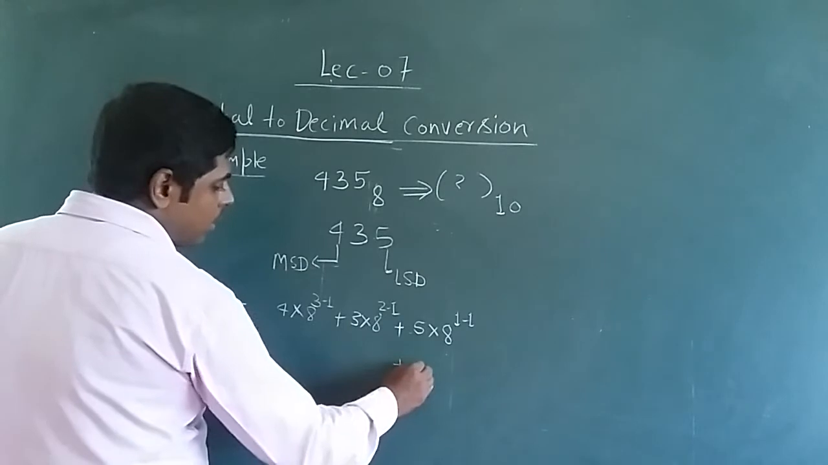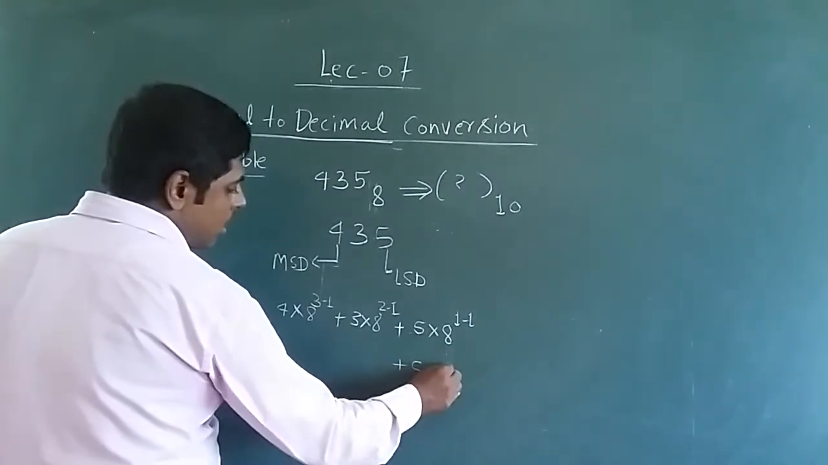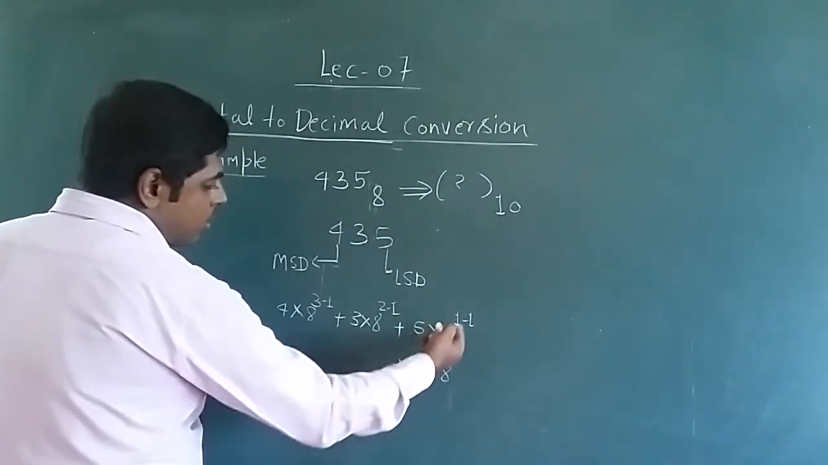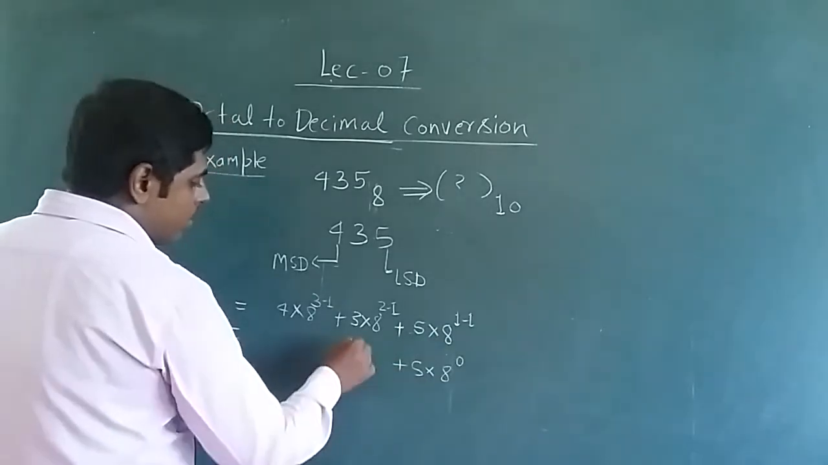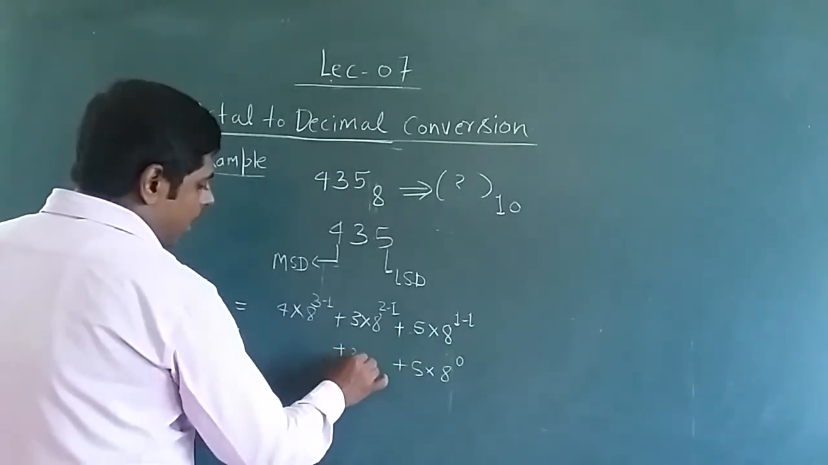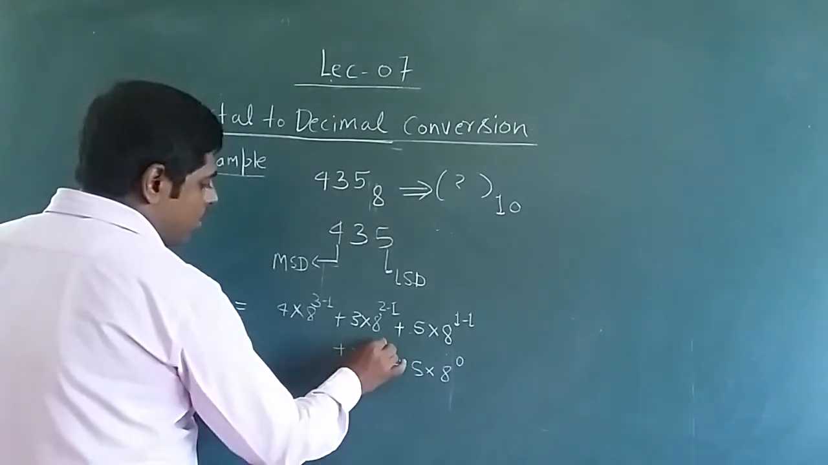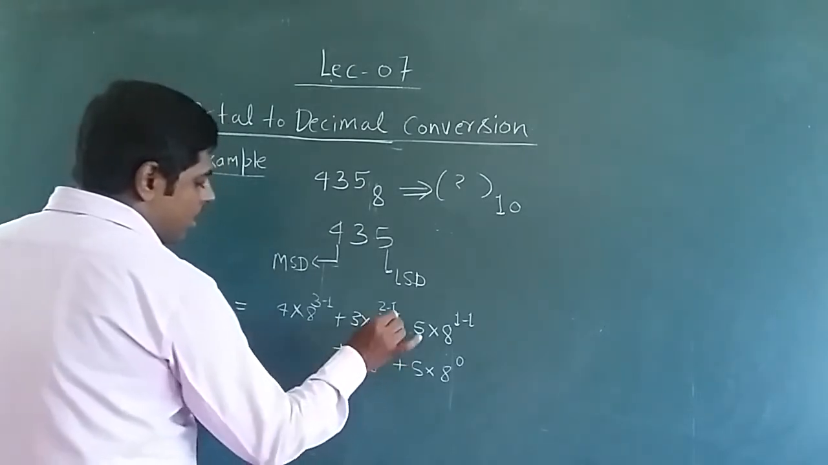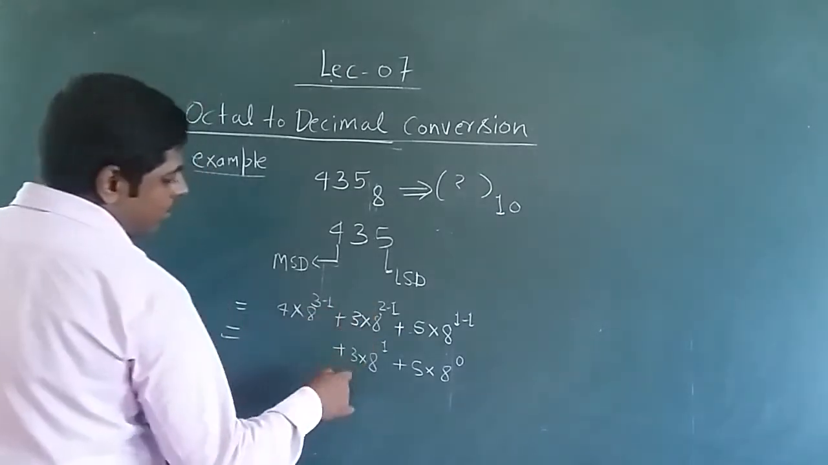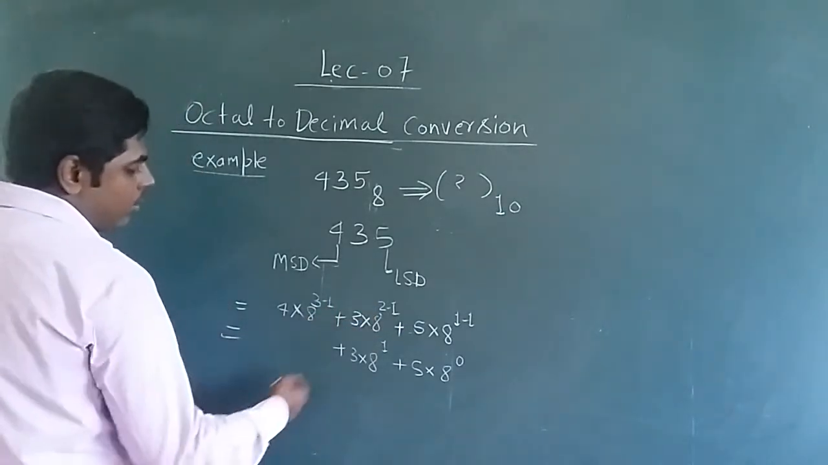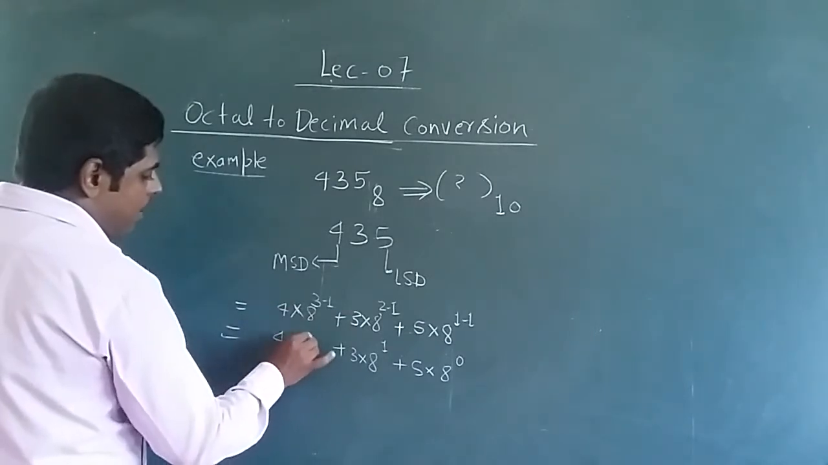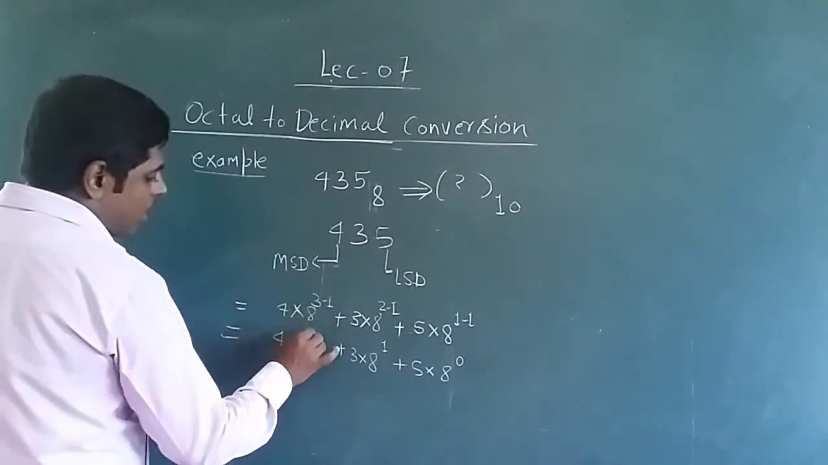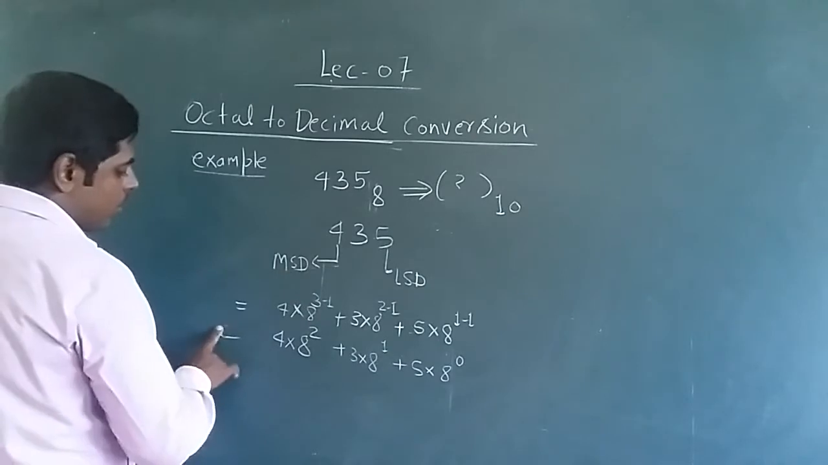As you know, 1 minus 1 is 0, and so we will get here 8 power 0. In the same way, 3 into 8 power 2 minus 1, we will get power 1, and here 8 power 3 minus 1, 2, 8 power 2.